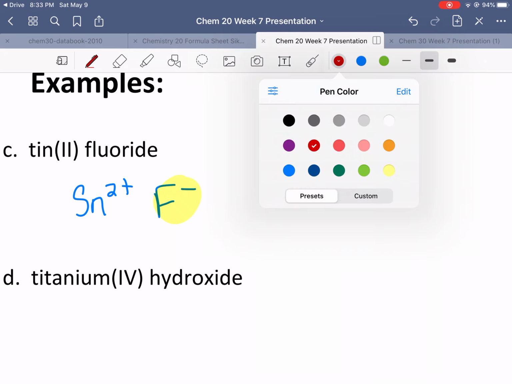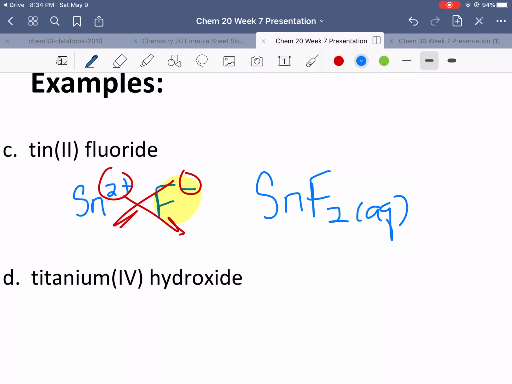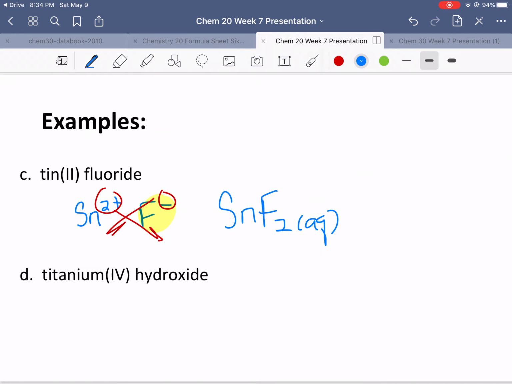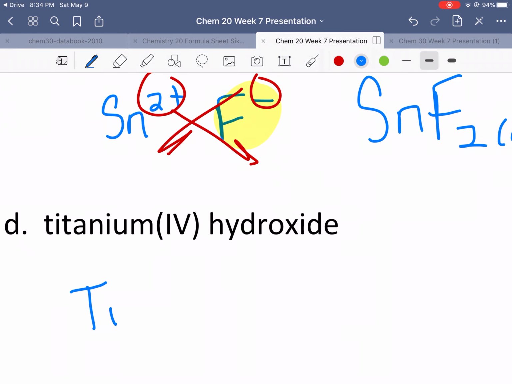Okay, so drop and swap once again. A 2 here, a 1 here. We will have SnF2 aqueous because it is soluble. Last one, titanium(IV) hydroxide. That tells us the charge on the titanium, 4+. Hydroxide, of course, is an OH negative. Look for the anion first. That's always going to be your focus.